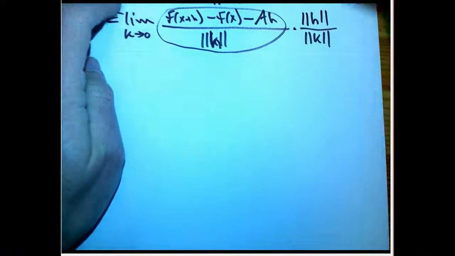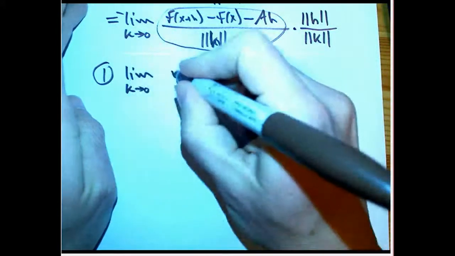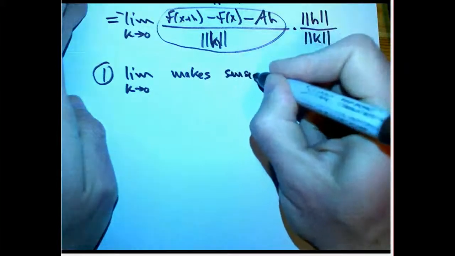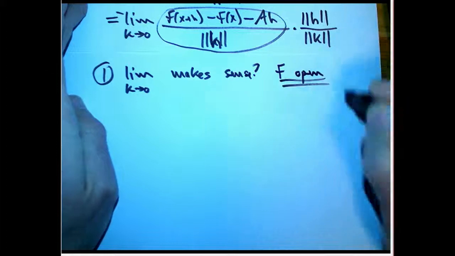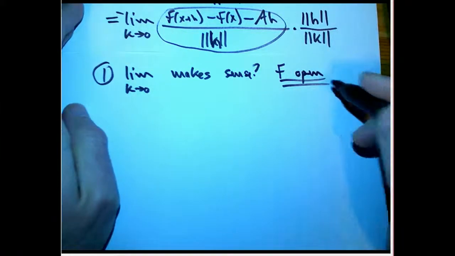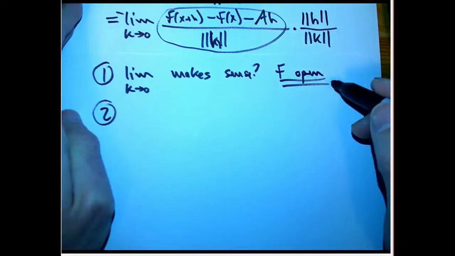Okay, so here's a list of 4 issues. The first one I just want to reprise real quick is that we need the limit as k goes to 0 to make sense. And that's really one of a number of reasons why we want f open. It's not the biggest reason, but it's one reason why that's on our to-do list. That's actually going to be the last thing to show though, because it's the most subtle.